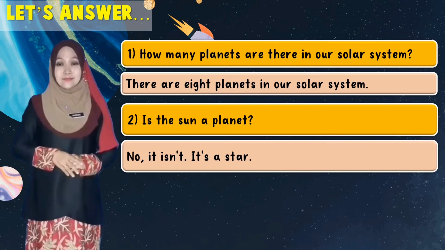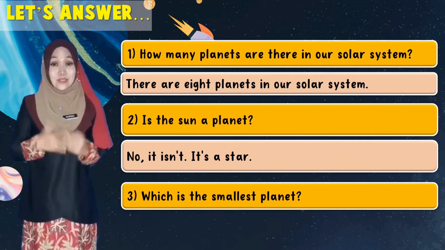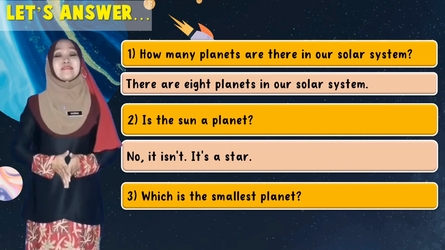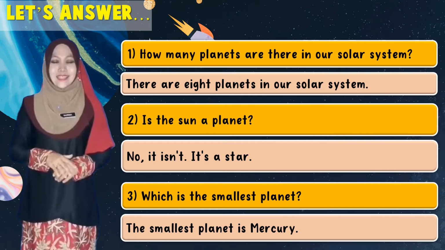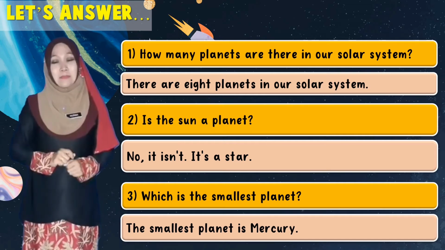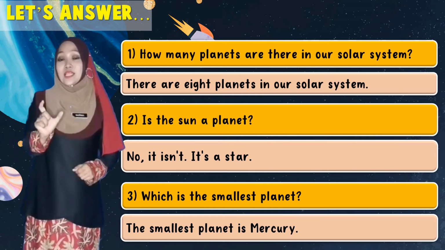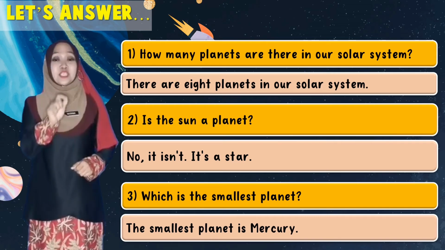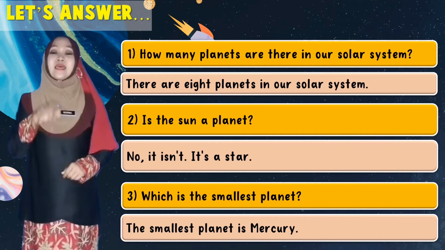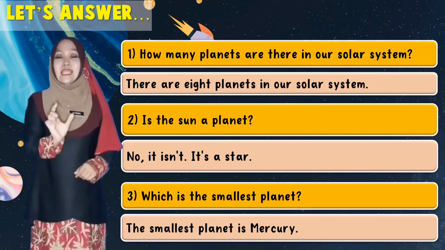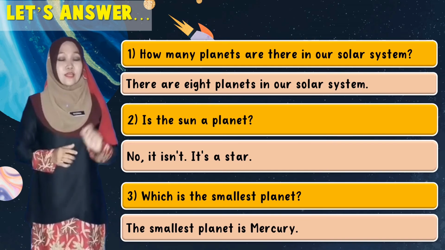Question number 3. Which is the smallest planet? So what's the answer? The answer is the smallest planet is Mercury. Remember, we start writing with capital letter. So we start with capital T. The smallest planet is Mercury. We have to use capital M because it is the name of the planet. The smallest planet is Mercury, capital M, and we end the answer with full stop.